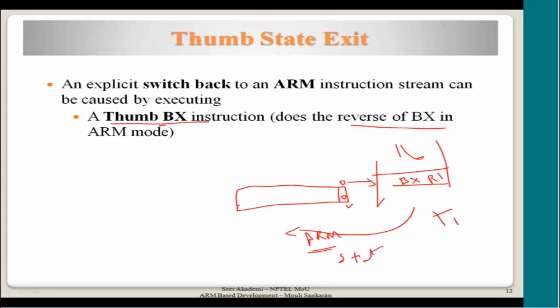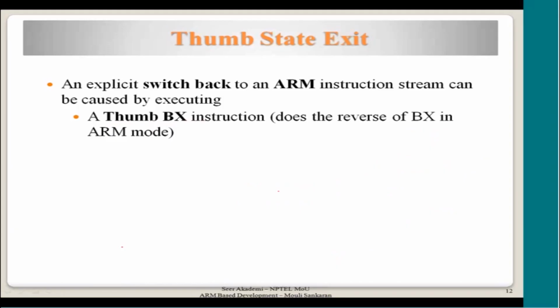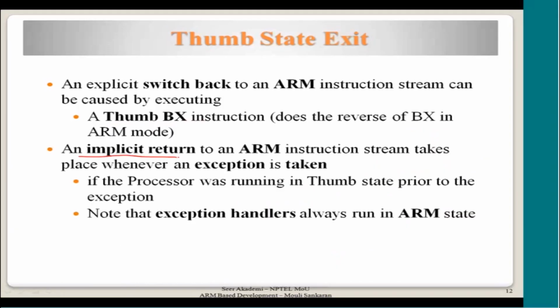So thumb state to ARM state happens by doing a BX, which happens to be a thumb state instruction, with the LSB of R1 made 0, and then it will come back. Or there is an implicit return to an ARM instruction stream. Whenever an exception happens, as I told you, the exception also brings the state from thumb state to ARM state. I hope this is very clear to you, because this is the crux of the material. How does the processor enter ARM state from thumb state, and then go back to thumb state? So this exchange of state you should be clear about.